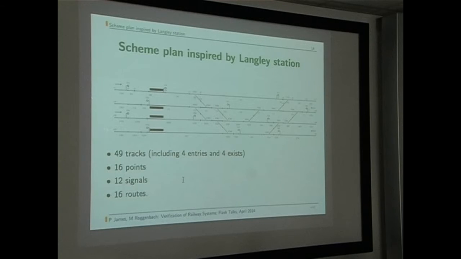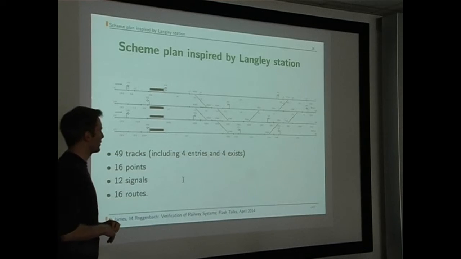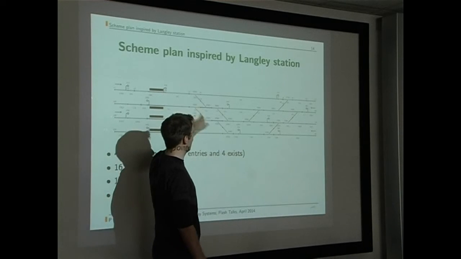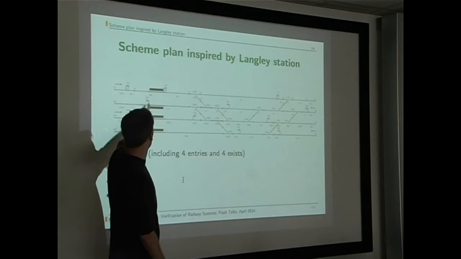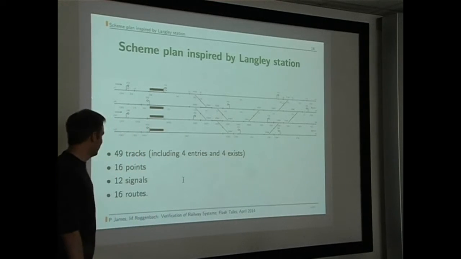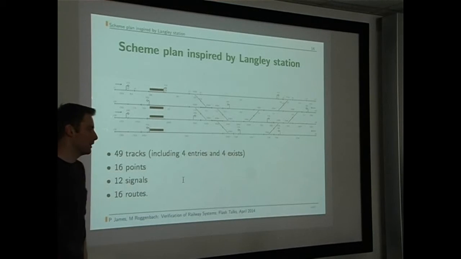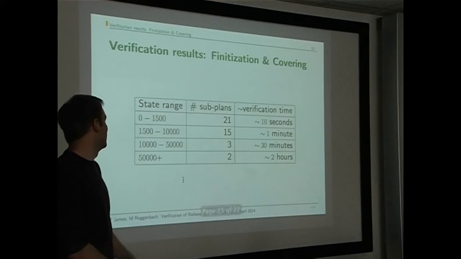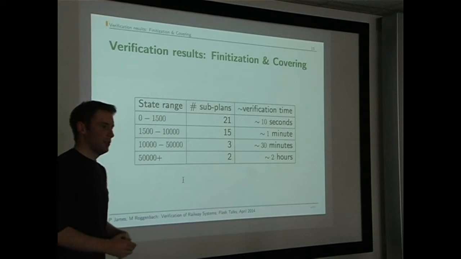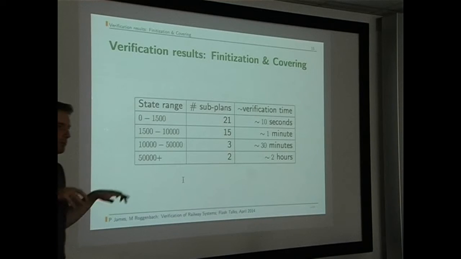Yeah. So these are the kind of scheme plans that we've been looking at. You can see this is quite a large scheme plan. It's got lots of points which allow you to switch between different tracks and platforms included in the scheme plan. There are some statistics about the track plan there, but the main point is we can actually now verify things like these. We've come up with techniques on top of what you've just seen, which allow us to break the scheme plan into smaller parts.